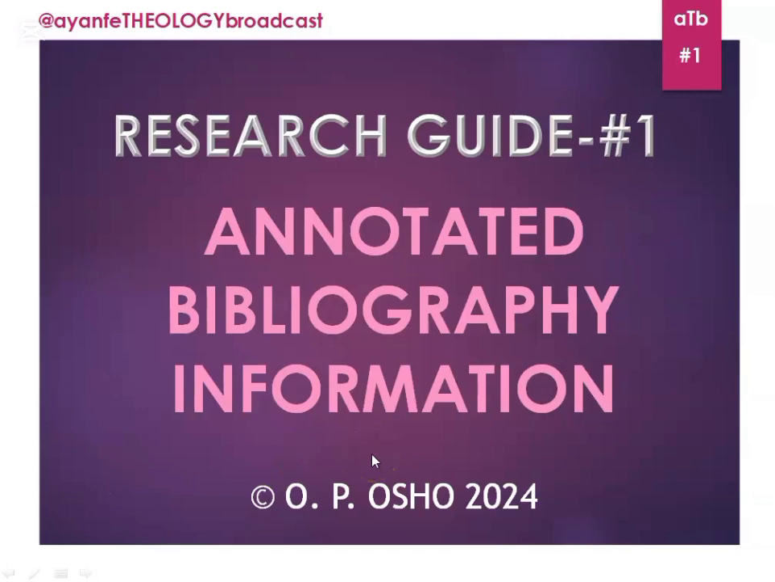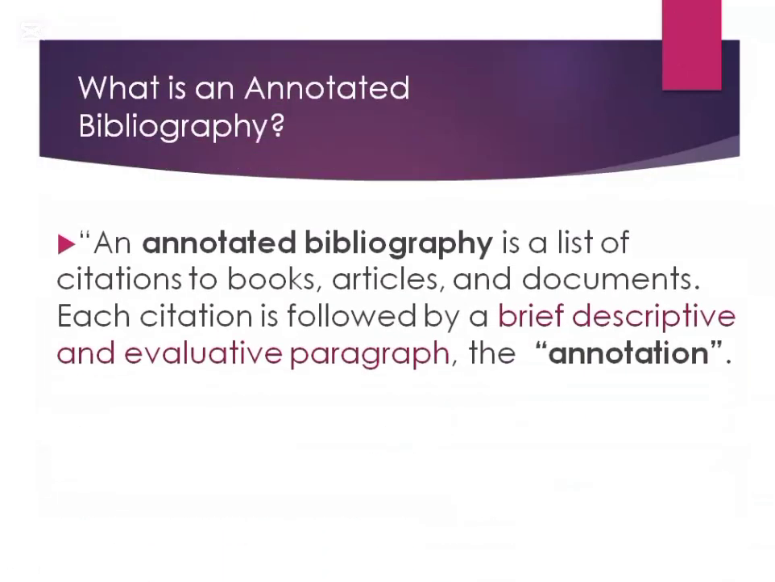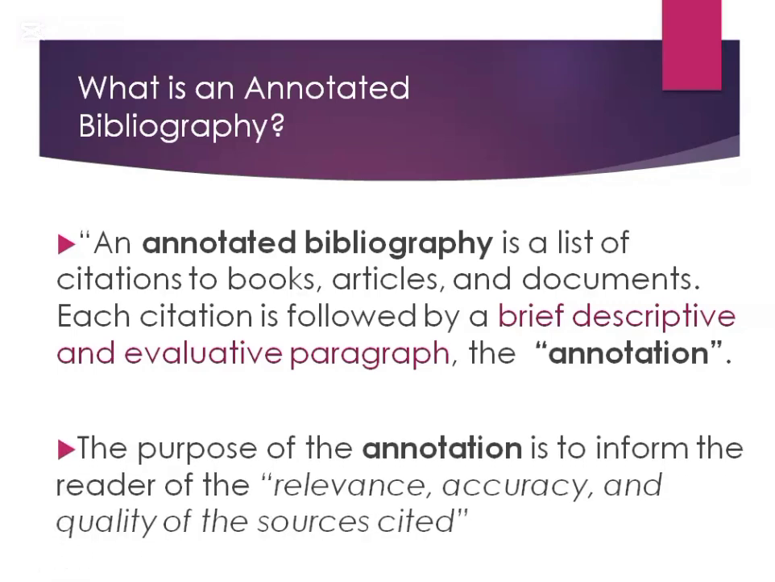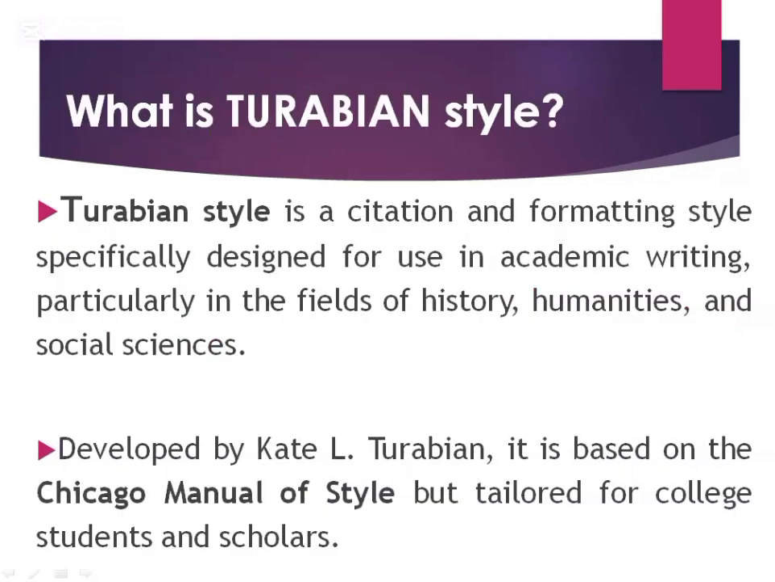Now, what is an annotated bibliography? An annotated bibliography is a list of citations to books, articles, and documents. Each citation is followed by a brief descriptive and evaluative paragraph, which is called the annotation. What is the purpose of this annotation? The annotation informs the reader of the relevance, the accuracy, and the quality of the sources you cited.